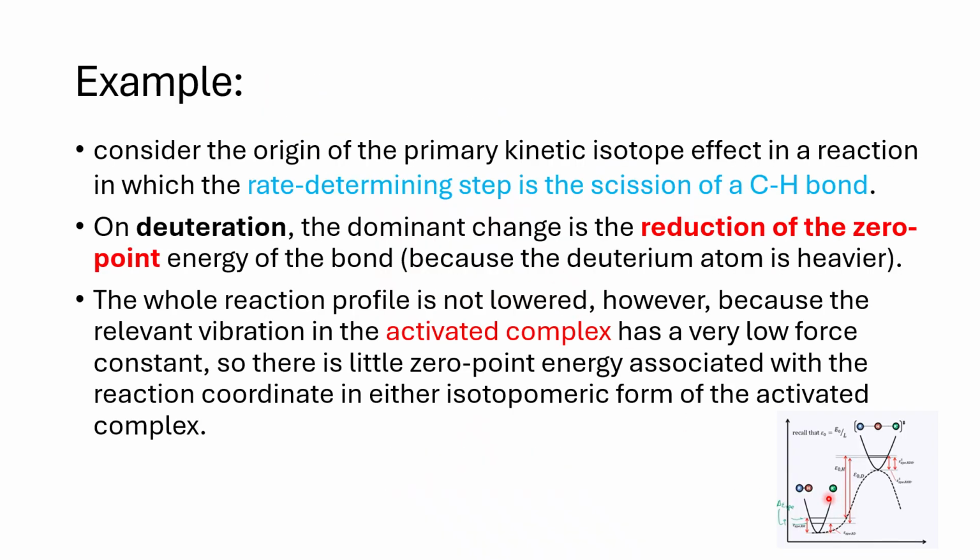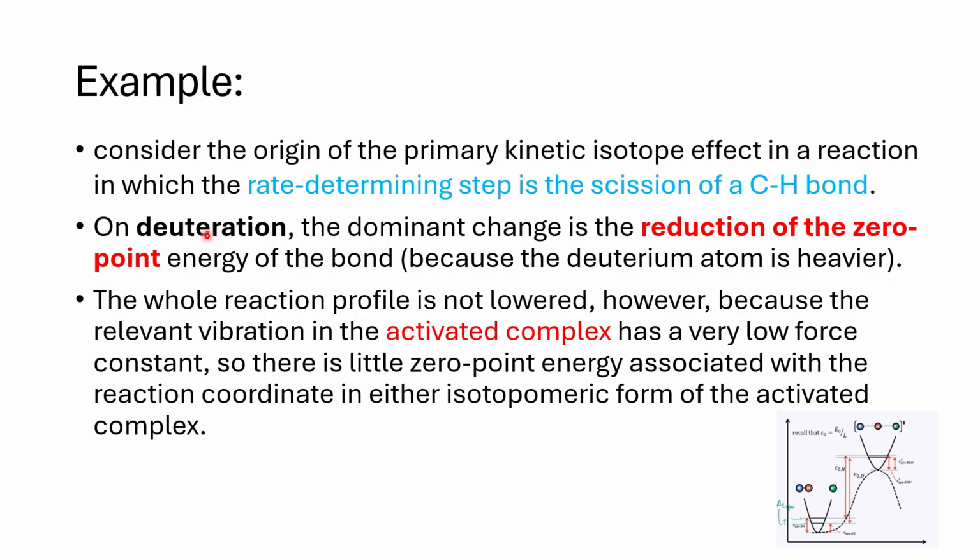To solidify your understanding of kinetic isotope effects, let's consider a specific example, the origin of the primary kinetic isotope effect. We are looking at a reaction in which the rate-determining step requires the scission of the C-H bond. Recall that a primary kinetic isotope effect is defined by the requirement that the bond involving the isotope must be broken in the rate-determining step.